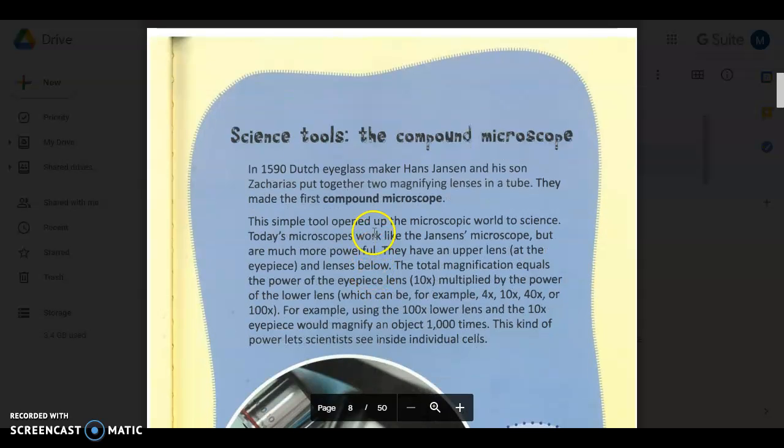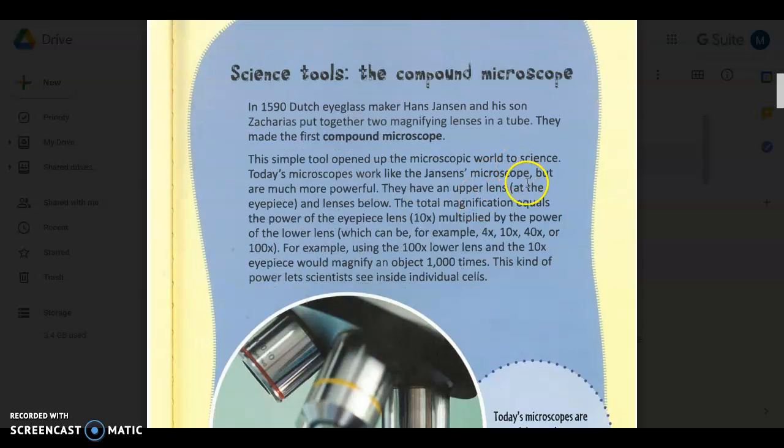And let's take a look. Science tools, the compound microscope. In 1590, Dutch eyeglass maker Hans Janssen and his son Zacharias put together 2 magnifying lenses in a tube. They made the first compound microscope. This simple tool opened up the microscopic world to science. Today's microscopes work like the Janssen's microscope, but are much more powerful.